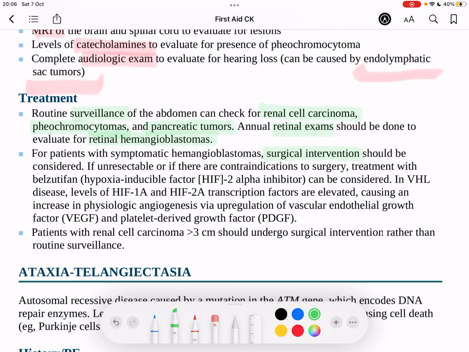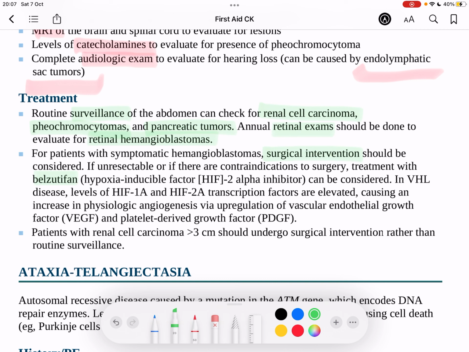If they are unresectable, or if there are contraindications to surgery, then patients can benefit from belzutifan, which is a hypoxia-inducible factor inhibitor. I did mention at the beginning of talking about von Hippel-Lindau that you don't need to know the underlying cause, but I did say it was due to vascular growth. I suppose now we know the treatments, we can quickly recap the cause. Patients with von Hippel-Lindau, the underlying defect is a mutation in the hypoxia-inducible factors.